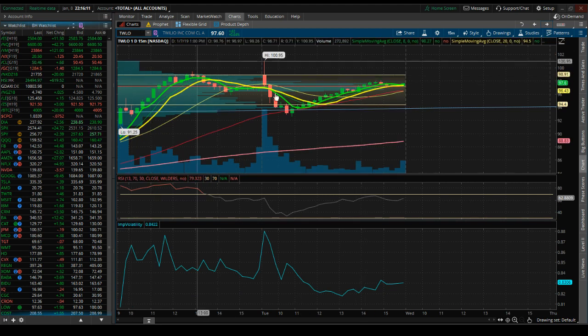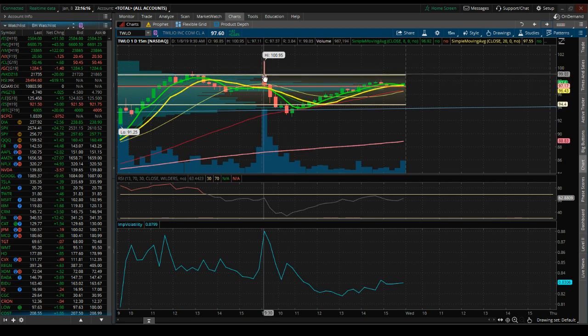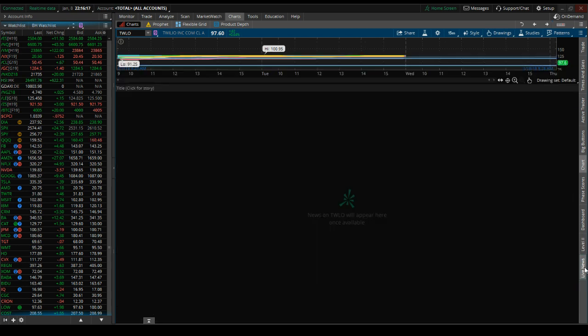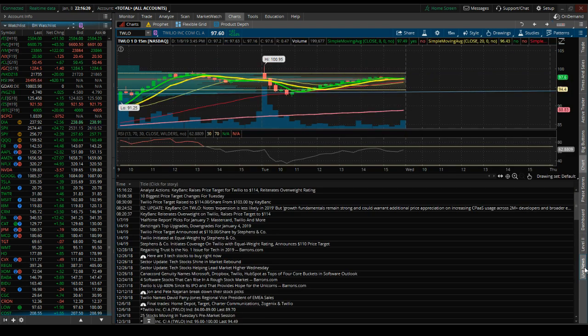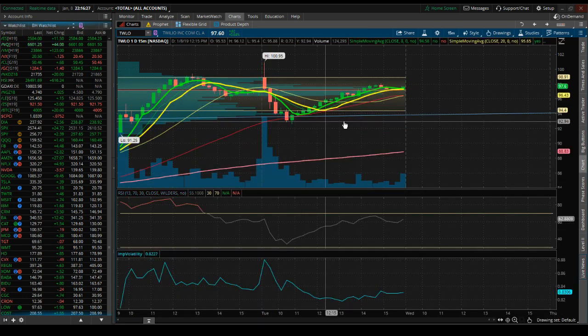So if we look at, that was actually a pretty good one here. Twilio, I think, even had some news on it today too, didn't it? I didn't tweet it out as a 15 ORB stock. It had something, yeah, KeyBank. I just was like, okay, KeyBank is okay, but anyway.